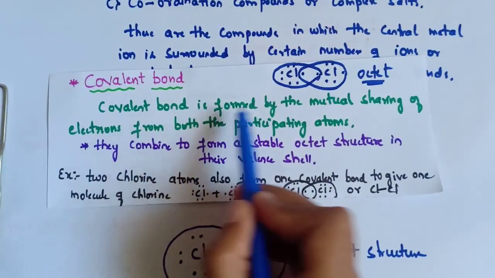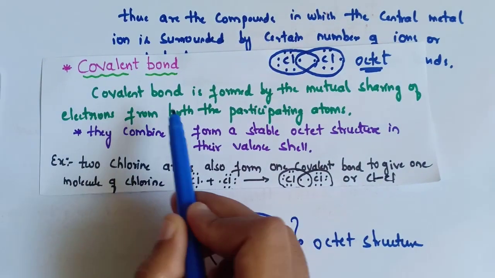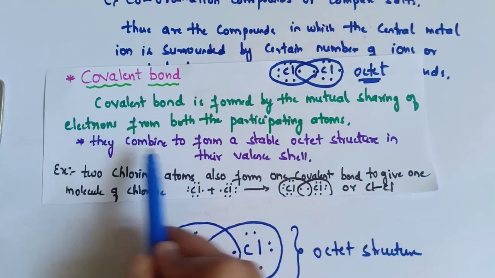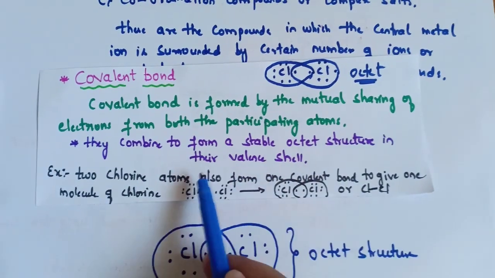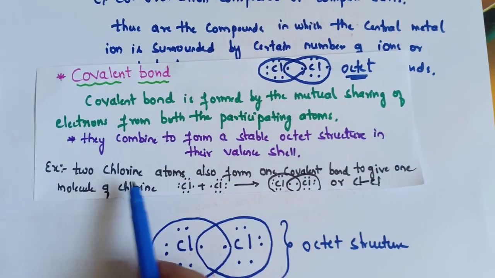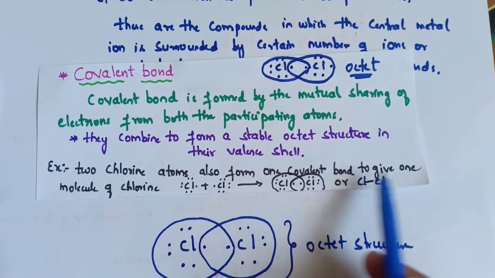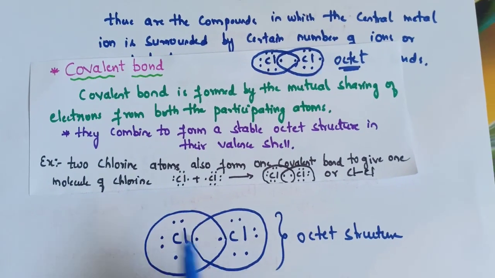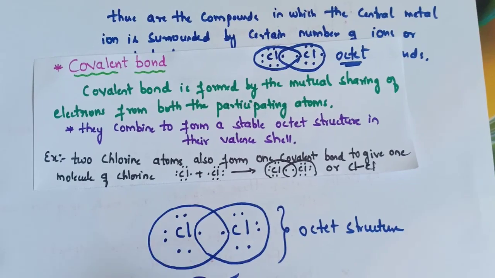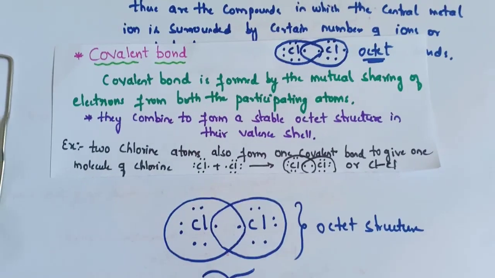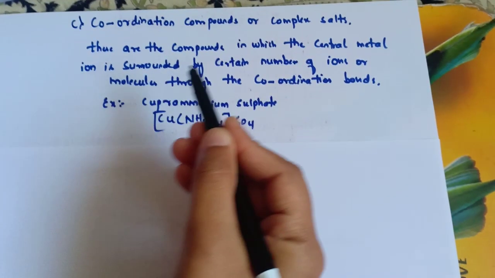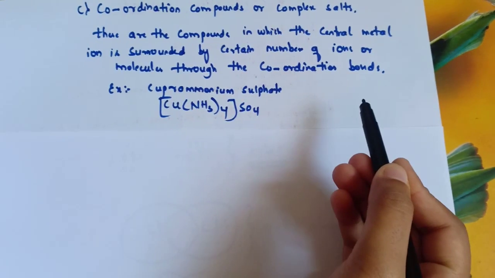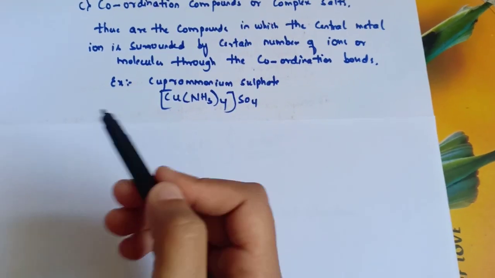That is, a covalent bond is formed by the mutual sharing of electrons from both the participating atoms. They combine to form a stable octet structure in their valence shell. Two chlorine atoms also form one covalent bond to give one molecule of chlorine. This is about the covalent bond. Here the mutual sharing of electrons is done. I already said that in the coordination compounds there is a coordination bond. Now we shall study what is a coordination bond.